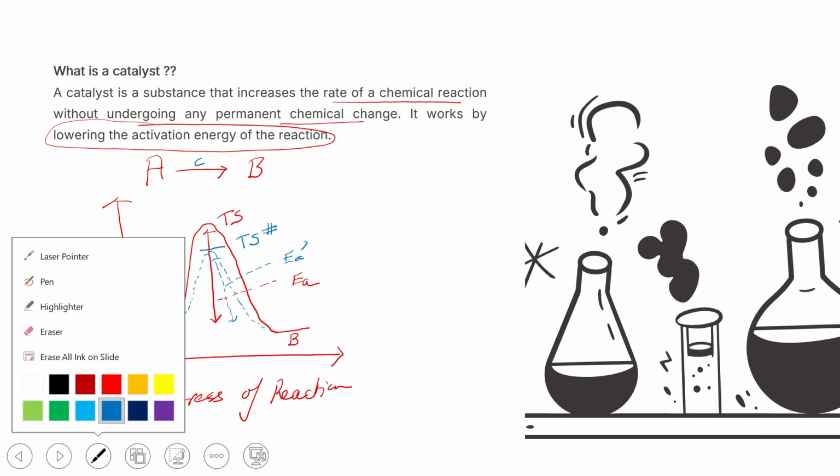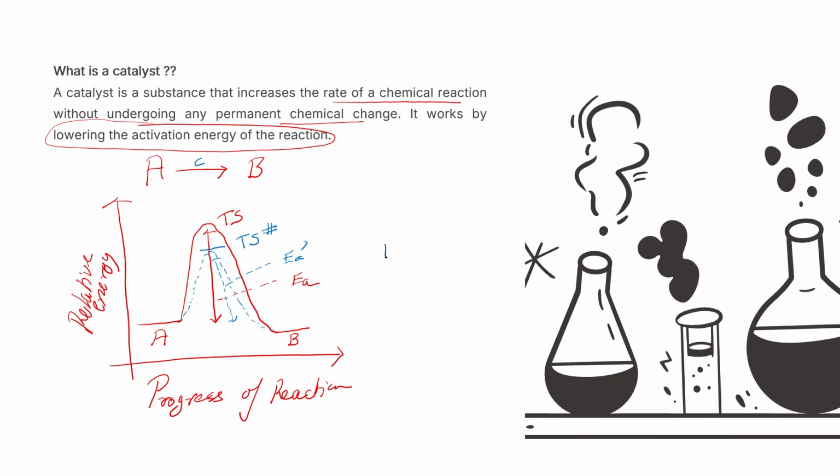As you can see, the energy required for performing the chemical reaction in the presence of a catalyst, that is EA dash, is less than EA, the energy required to perform the same reaction in the absence of the catalyst. So what exactly is the catalyst doing? The catalyst is providing an alternative reaction path such that it is lowering the activation energy. And since the activation energy is lowered, the rate of the chemical reaction increases. So this is how we get the definition of catalysis.